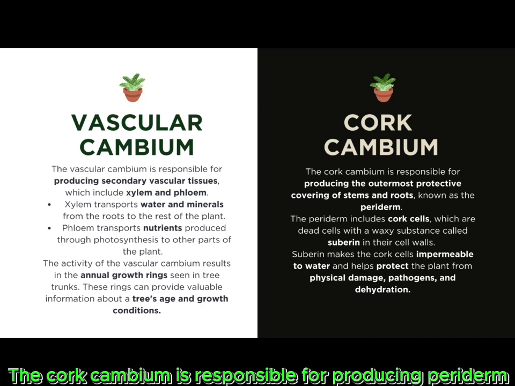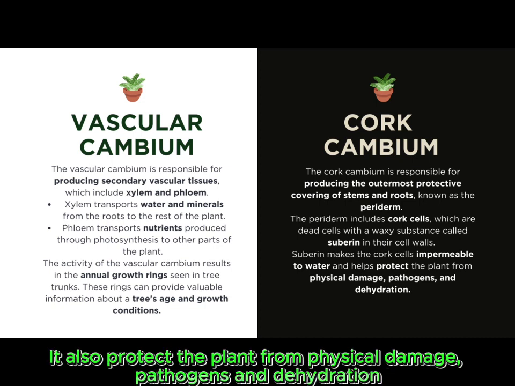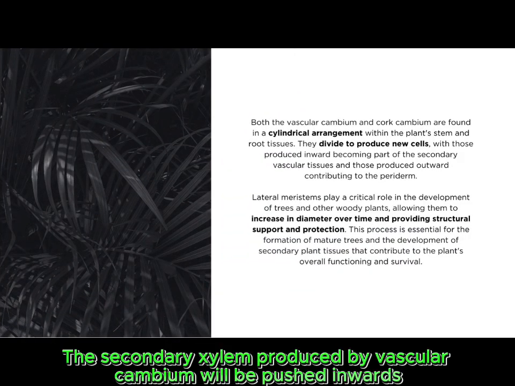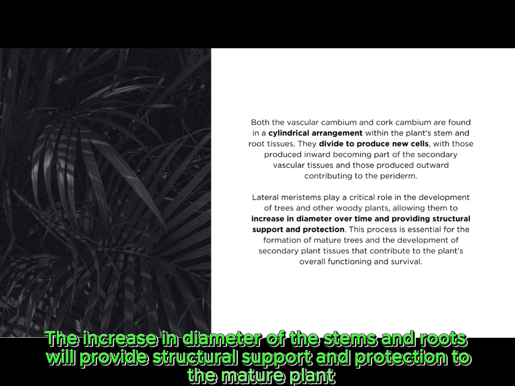The cork cambium is responsible for producing periderm. The cork cells in the periderm contain suberin, which makes the cork cells become waterproof. It also protects the plant from physical damage, pathogens, and dehydration. The secondary xylem produced by vascular cambium will be pushed inwards towards the pith, and the secondary phloem will be pushed outwards. The increase in diameter of the stems and roots will provide structural support and protection to the mature plant.